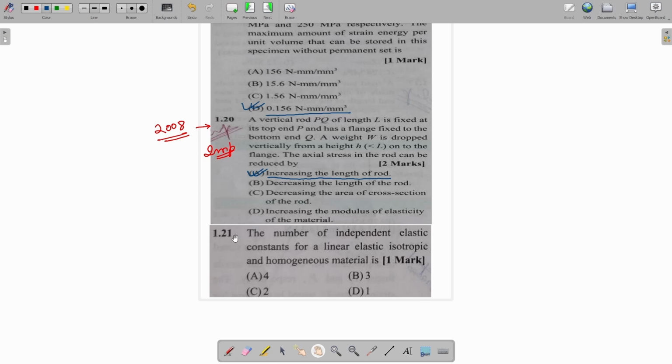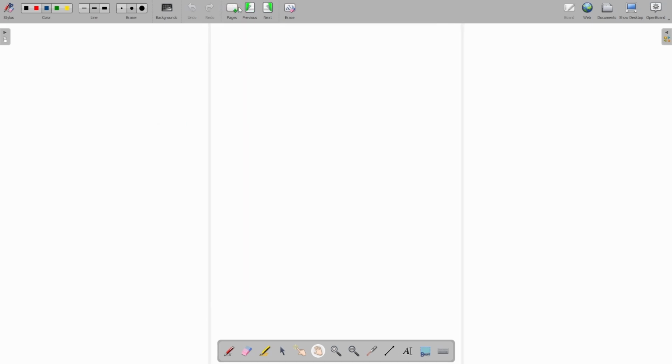Now for question number 21. This is a theory based question. The number of independent elastic constants for a linearly elastic, isotropic and homogeneous material is: option 4, 3, 2, 1. The answer is 2. Now, if you want, you can add a chart, or you can skip this video to the next question. Question number 21 came in the year 2010.